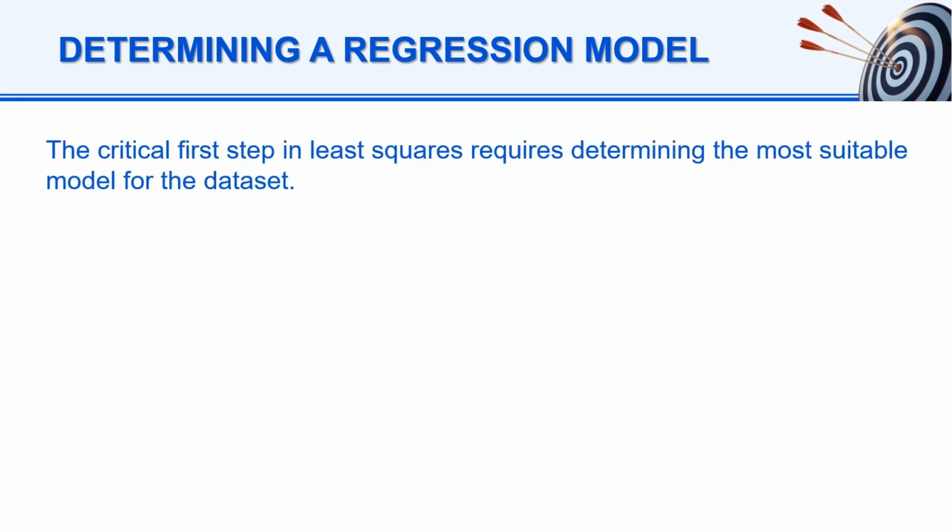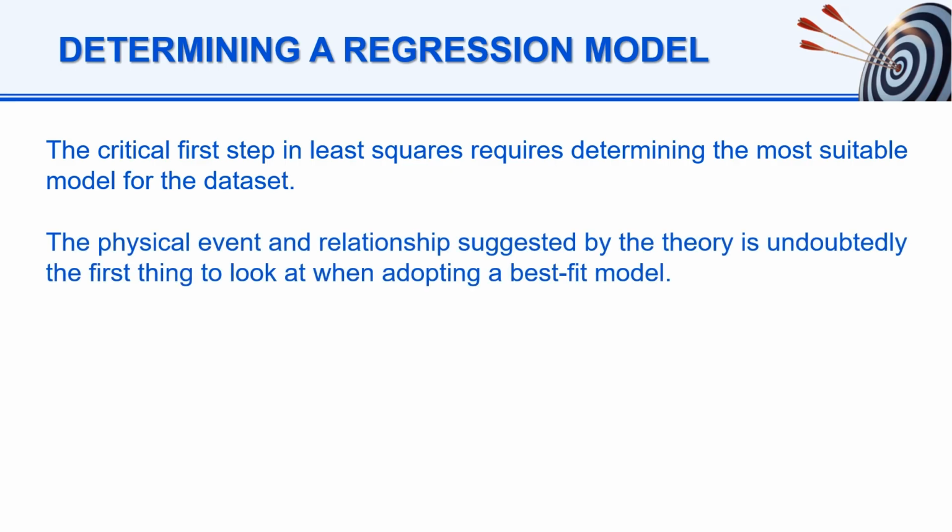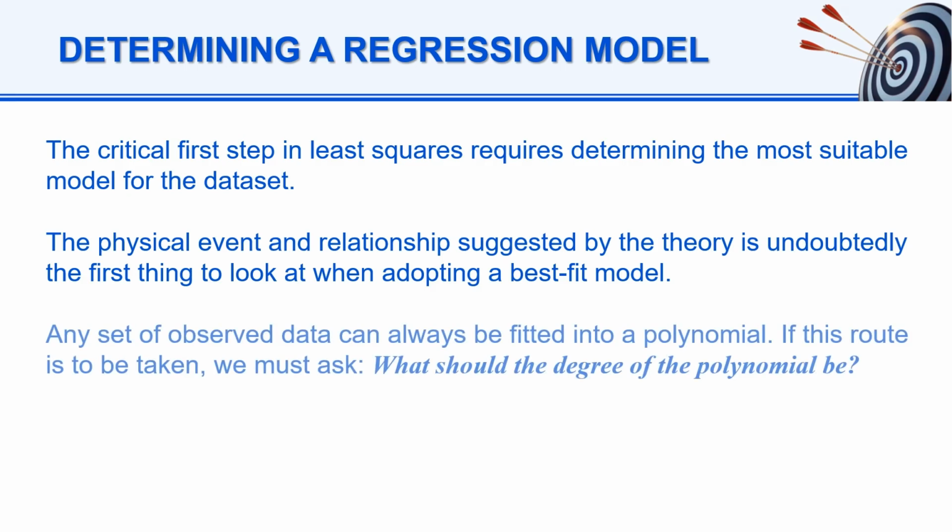The critical first step in least squares requires determining the most suitable model for the dataset. The physical event and relationship suggested by the theory is undoubtedly the first thing to look at when adopting a best fit model. Any set of observed data can always be fitted into a polynomial. If this route is to be taken, we must ask, what should the degree of the polynomial be?